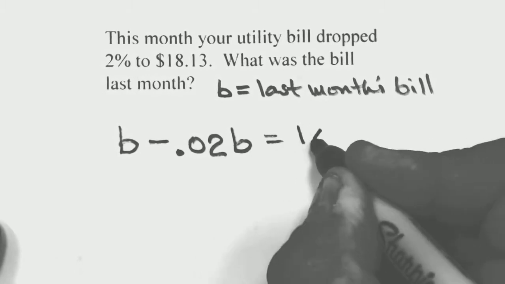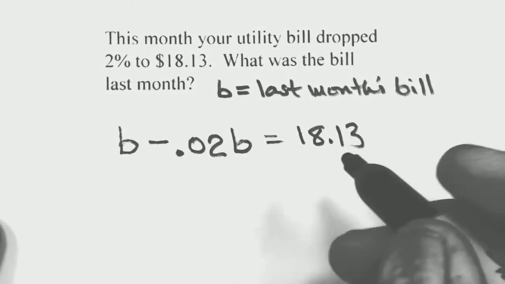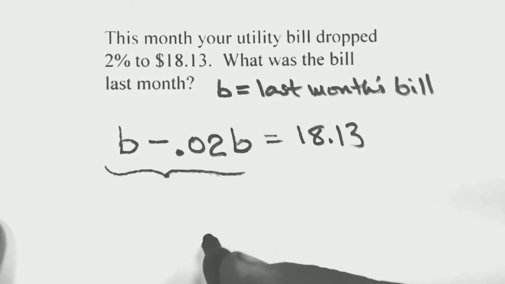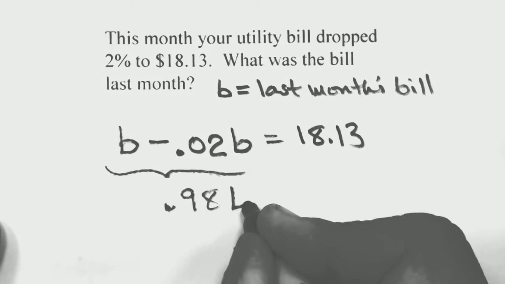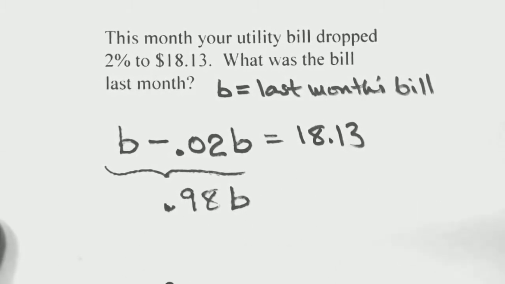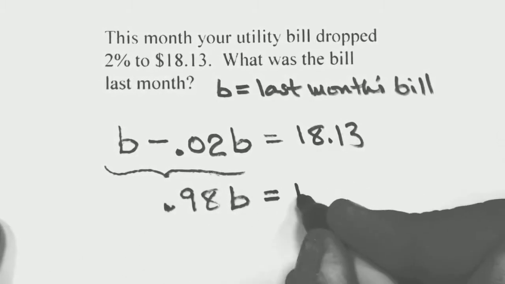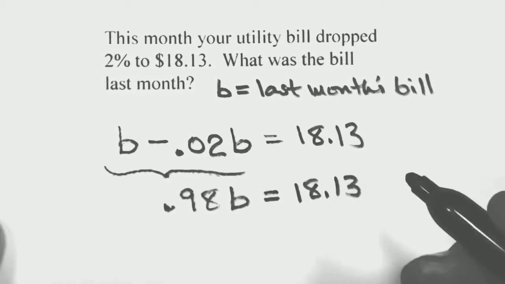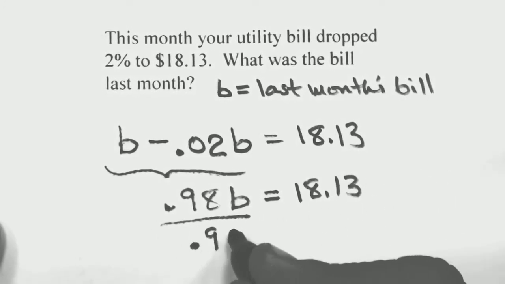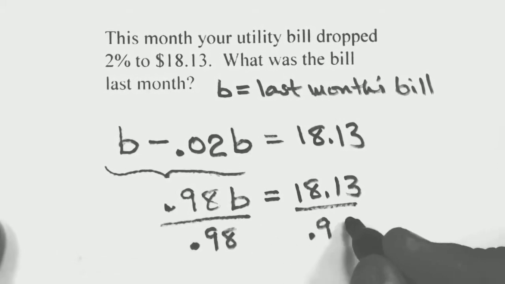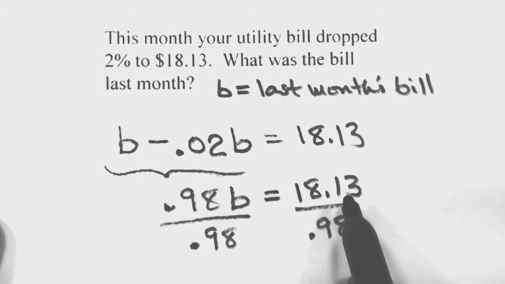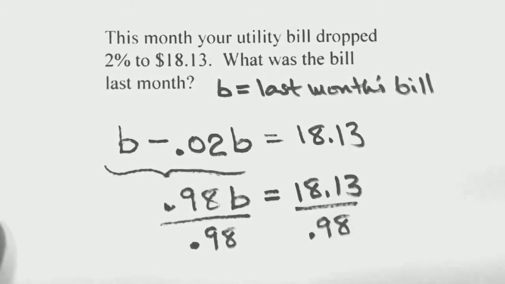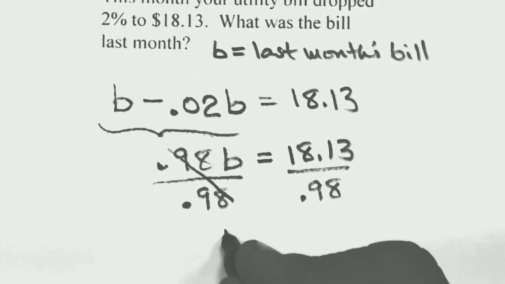And of course, when we finish up this equation and collect the like terms, what we're going to end up with, 1 minus 0.02, is 0.98B, which represents that 98%. Okay, well, that, of course, equals 18.13 here. Divide both sides again by the 0.98. Now, notice this. Since what we're dividing by is less than 1, our answer is going to be a bit larger than this. The 0.98s cancel out on the left. We get the B all by itself.